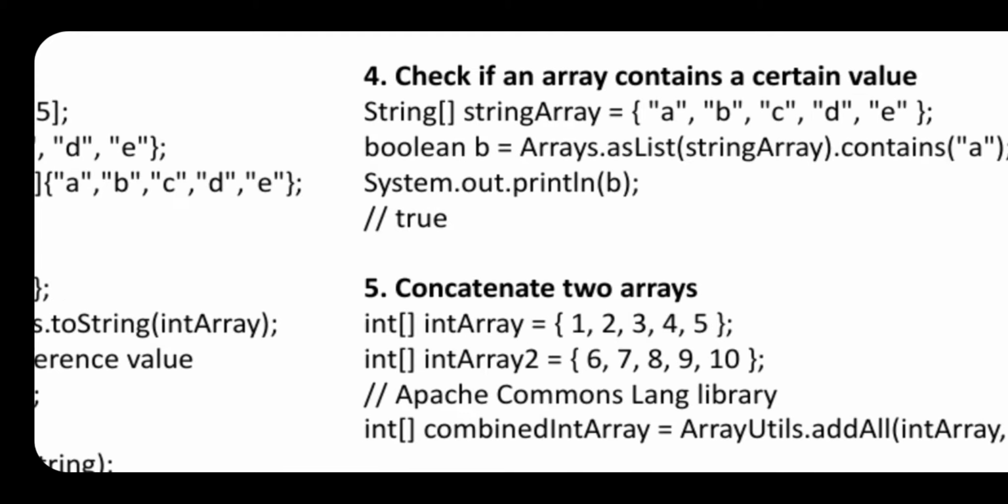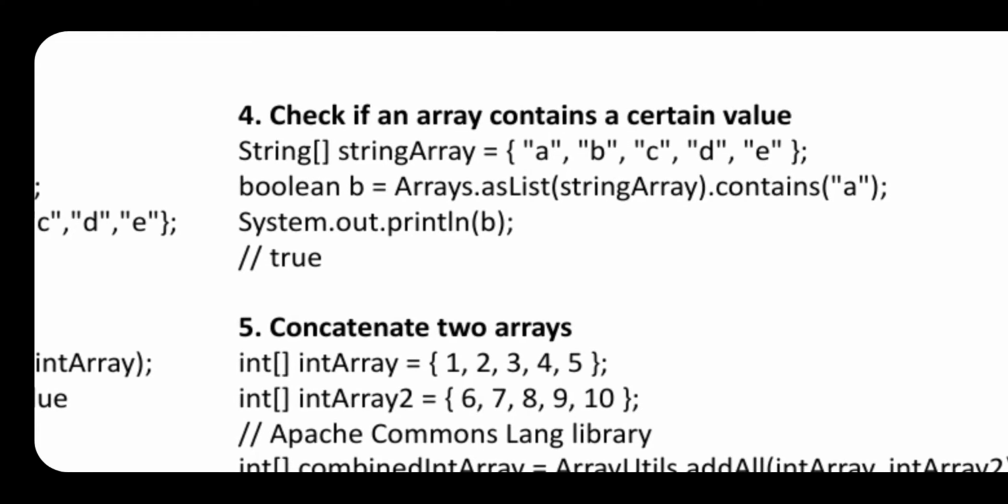So if I change a to z, then it will be checking z against a b c d e. If it is not present, it will return the answer as false. So it is used for checking a certain value within the given array elements. So you are going to use the function called contains.